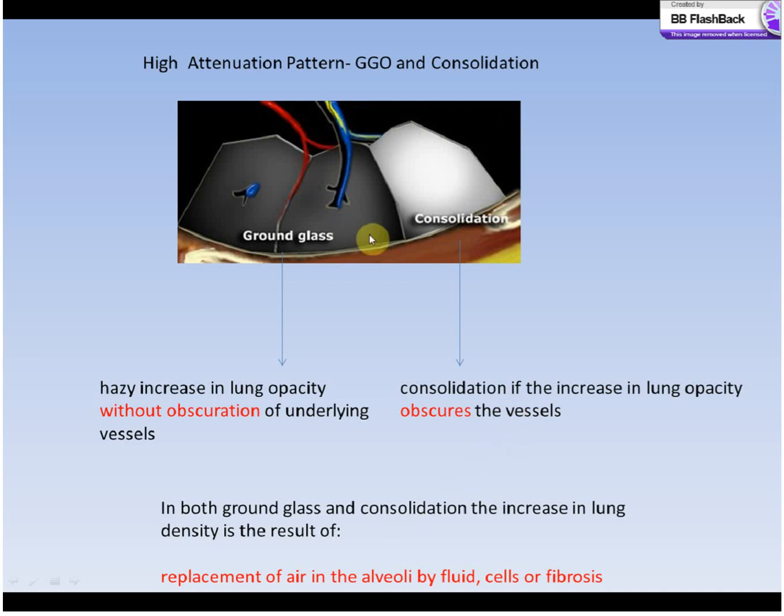But in both of these processes, the increase in the density, the high attenuation, is replacement of the secondary lobule components with fluid, cells, or fibrosis, or a combination of all three. Okay, so the parenchyma and the alveoli are now filled with these secondary processes. And by just looking at those three terms, you can come up with some pretty quick differentials. And if you had a history, you could certainly narrow down to a provisional diagnosis.